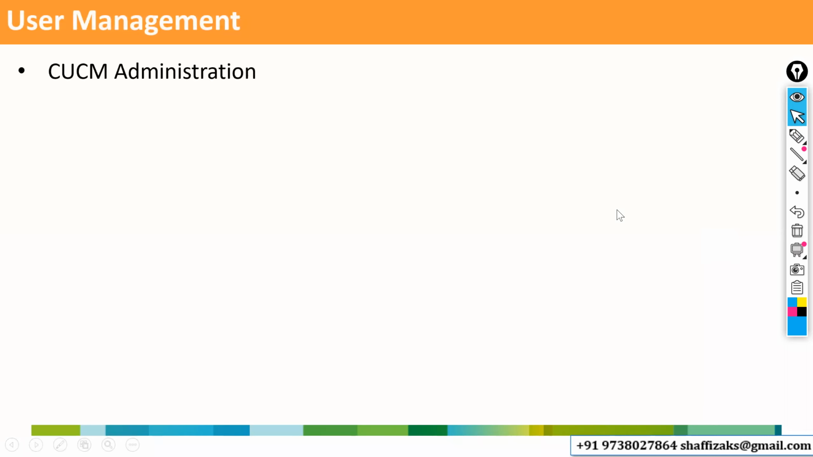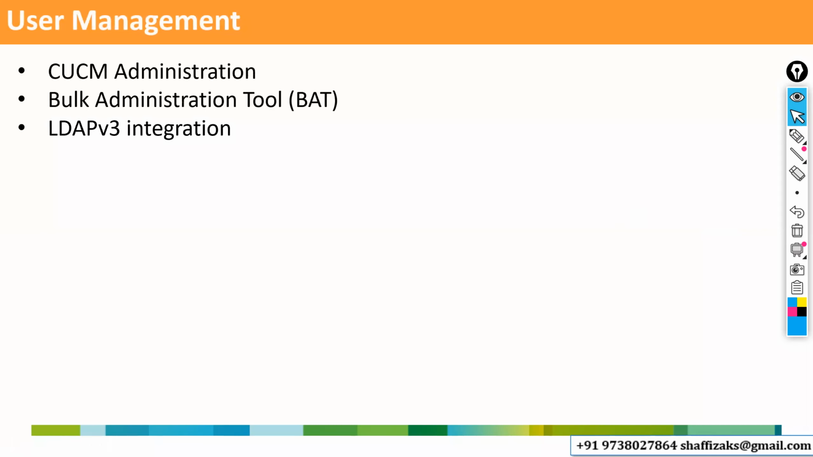Okay. User management means how many methods are available to create the users here. One is the CUCM administration, which means you can log into the call manager manually and create the user. Second is the BAT tool, bulk administration tool. With the BAT tool, we can also register IP phones and create the users. Not only IP phones and users, there are many other things we can do, many other gateways and features we can configure by using the BAT here.